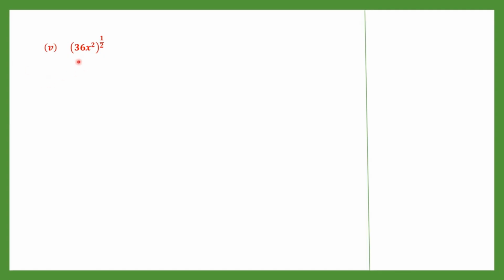Next question, 36 x square raised to the power of 1 by 2. That means 36 is raised to the power of 1 by 2 and x square is also raised to the power of 1 by 2. So let's write that separately. So this is 36 raised to the power of 1 by 2 and x square raised to the power of 1 by 2.